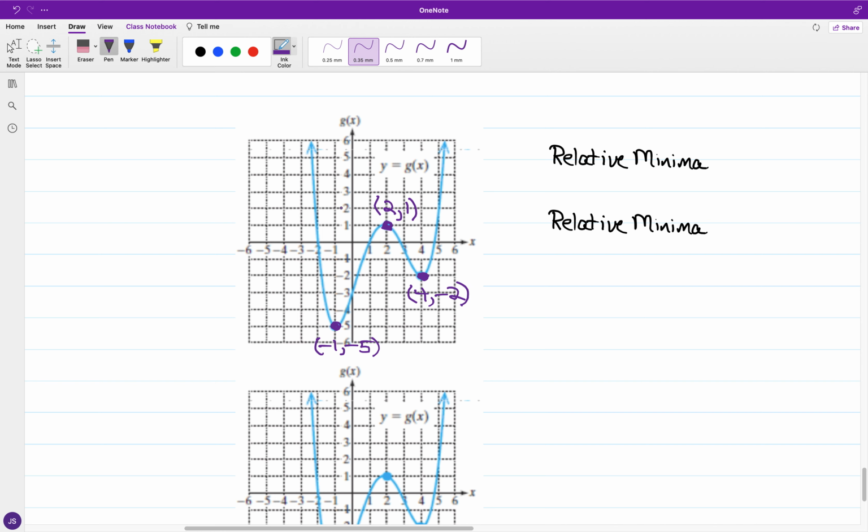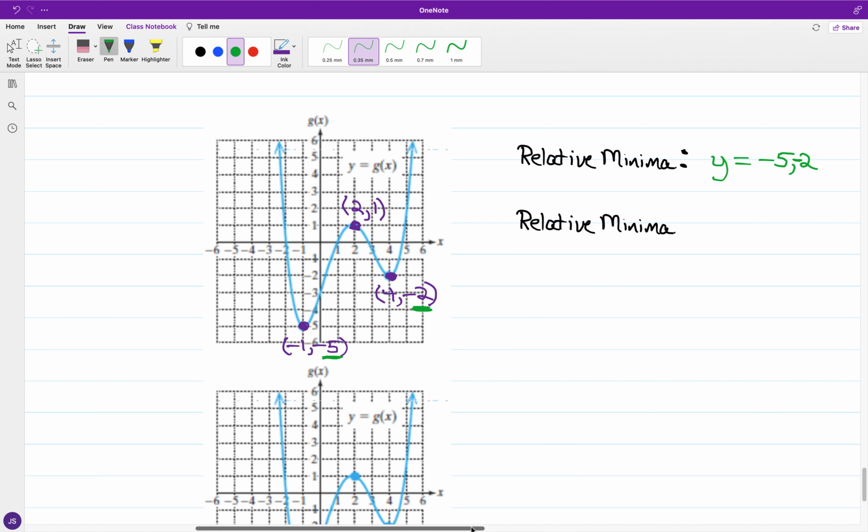Now for the relative minimum, the first relative minimum is at y equal to negative 5, and we also have y equal to negative 2. So for the relative minimum, you have y equal to negative 5 and y equal to negative 2.